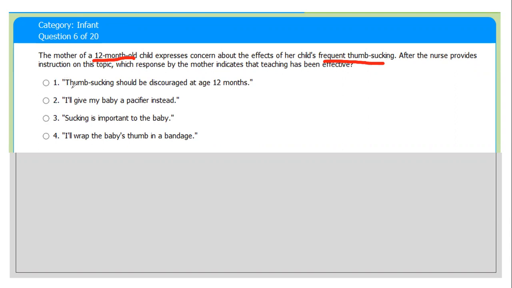Number one, thumb sucking should be discouraged at the age of 12 months. Number two, I will give my baby a pacifier, but a pacifier is a source of infection, so it is not a good choice. Number three, sucking is important to the baby. It is okay up to a certain time, but not for long. Number four, I will wrap the baby's thumb in a bandage, which does not make any sense. What is the correct answer?